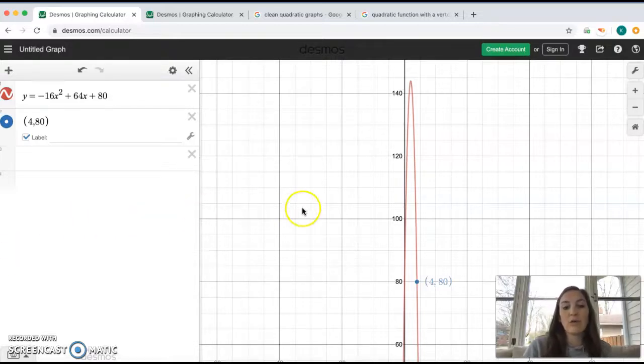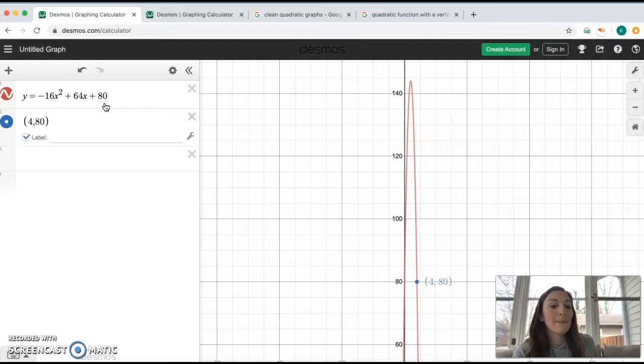So this is the graph that you would have made yesterday on page 18. We had negative 16x squared plus 64x plus 80. So this is the graph here. And I just want to point out some key features since we've already looked at this graph.